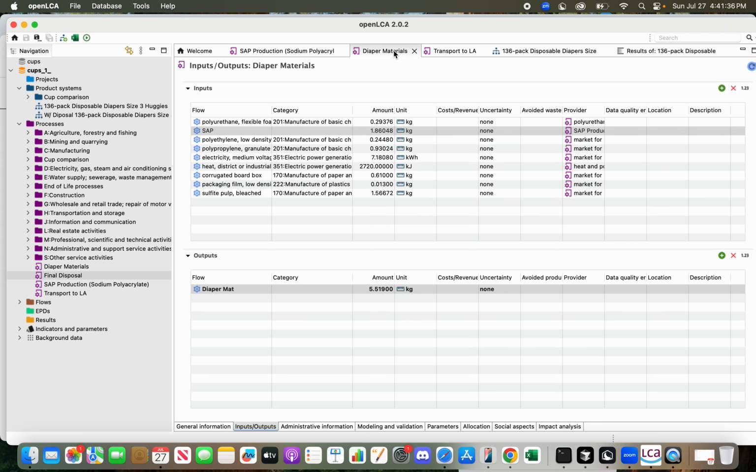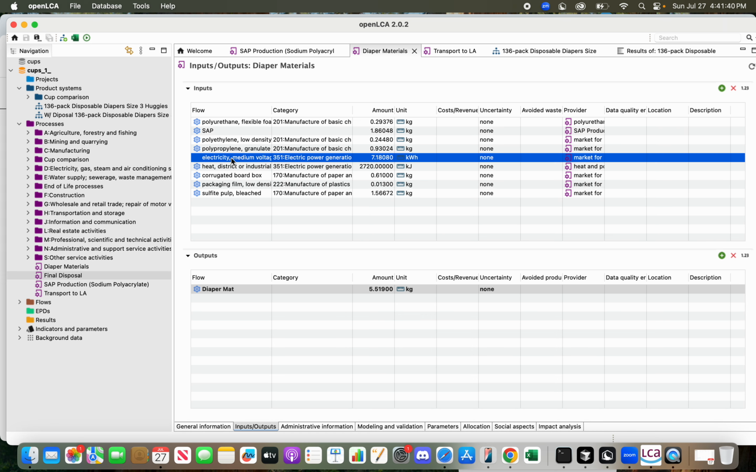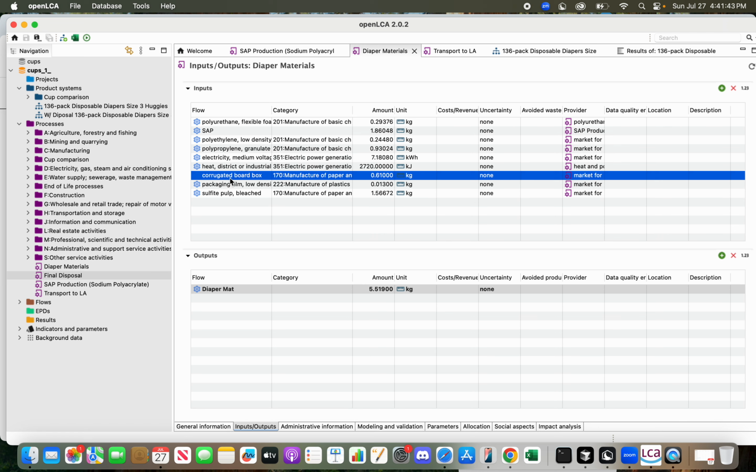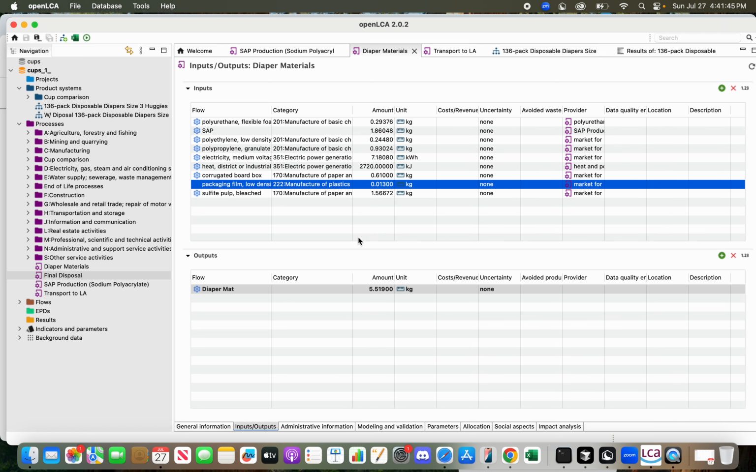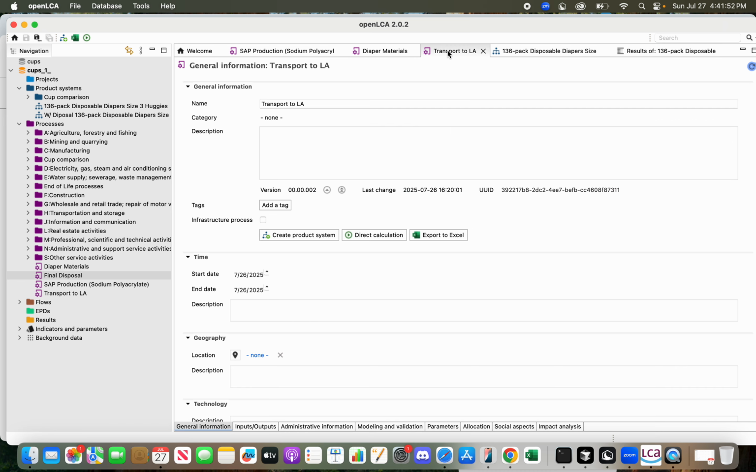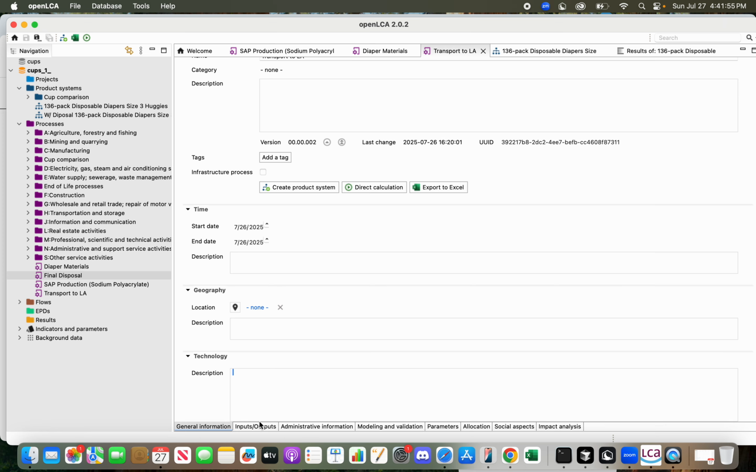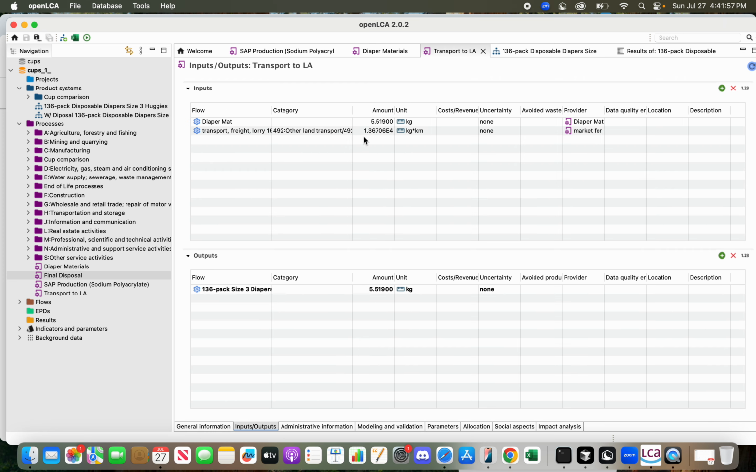Now going back to the main life cycle, again, we have all the materials here, including the electricity and energy use, and the packaging as well. Once we have the production of the diaper, we move on to the transport to LA, which is the final step in this shortened LCA. So here it's just inputting the distance that I found via Google Maps between our production facility in Texas to our customer who's located in Los Angeles. So that's what's modeled here.